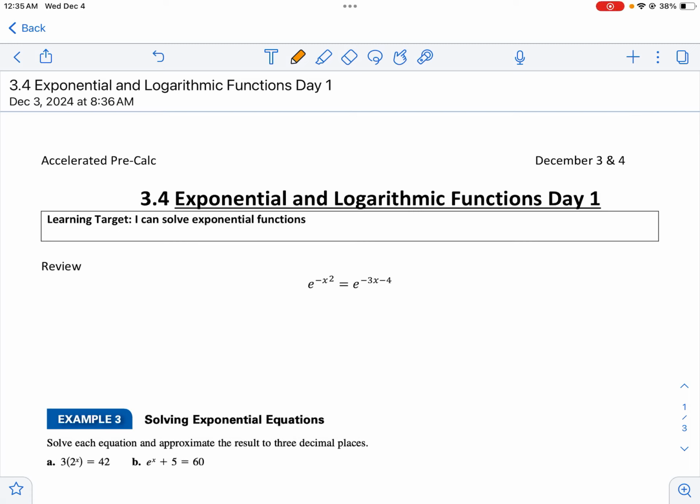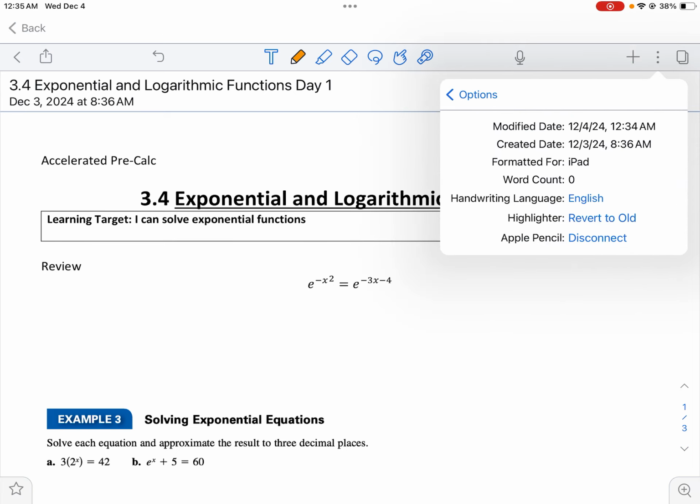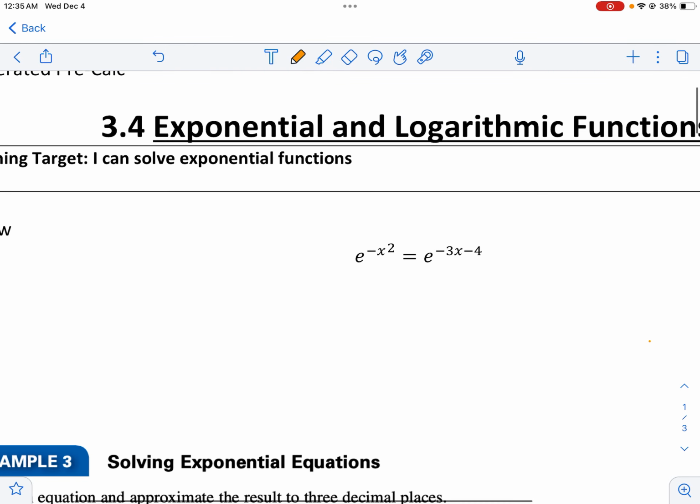3.4 exponential and log functions. So I'm going to split this into 2 days. Today, you're going to be primarily doing exponentials. And then tomorrow, or next lesson, you'll be working with the log functions. So, to review.